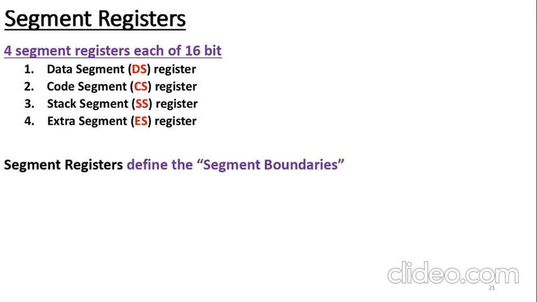Segment registers, they define the segment boundaries. Segment boundaries means where that segment starts and up to what location that segment extends. The starting address of segment and the last address of segment, because anyway segment is a continuous set of memory locations and the size of that segment is 64 kilobyte normal size in case of 8086 processor.